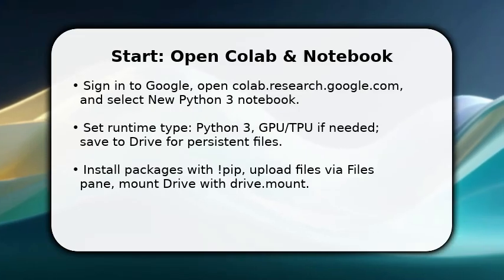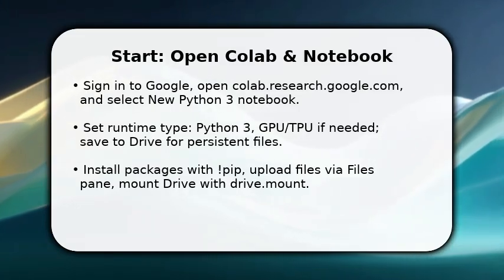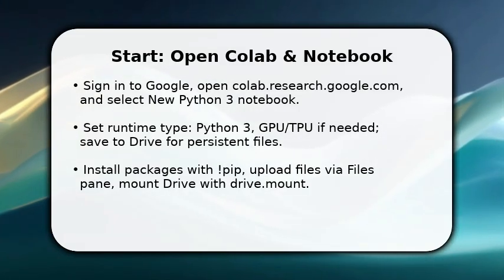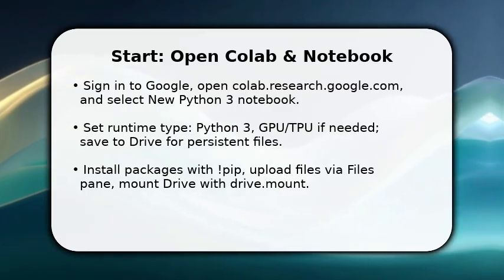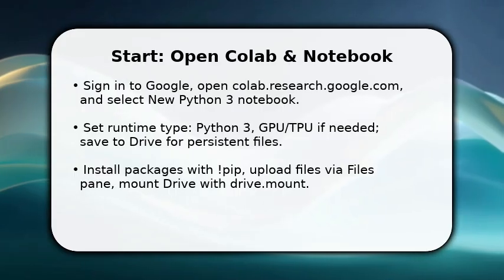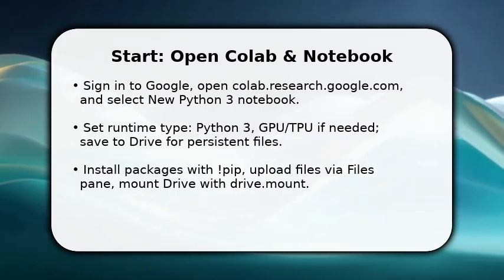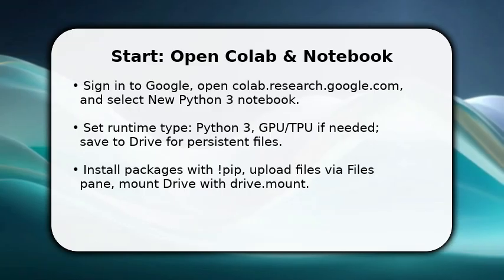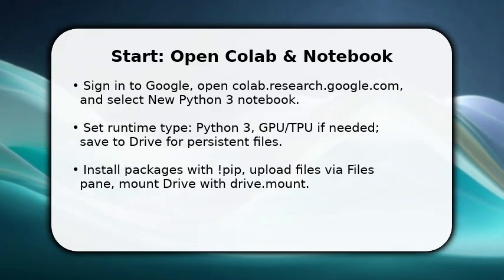Enjoy the video. You begin by opening Google Colab and creating a new Python 3 notebook. This is your live Jupyter environment in the cloud. Once done, set the runtime type. Choose GPU or TPU only when you need fast tensor work. Make sure to save the notebook to Drive immediately so versions persist.